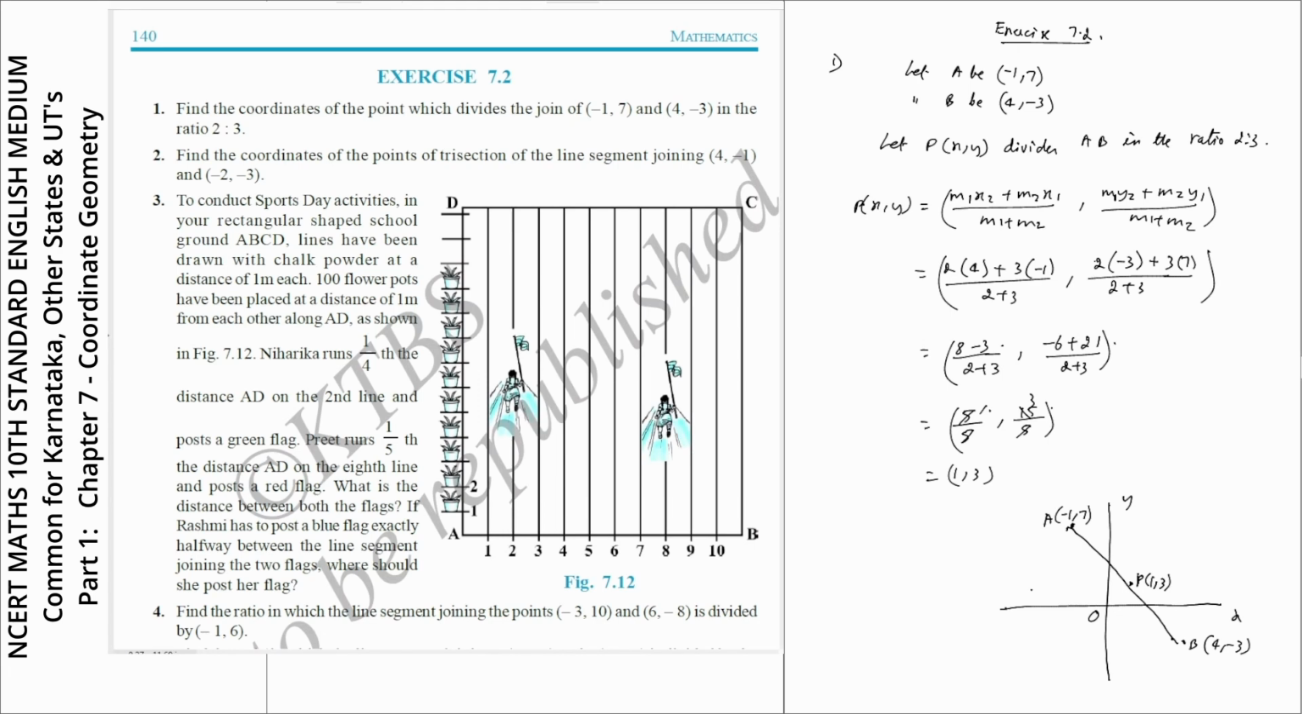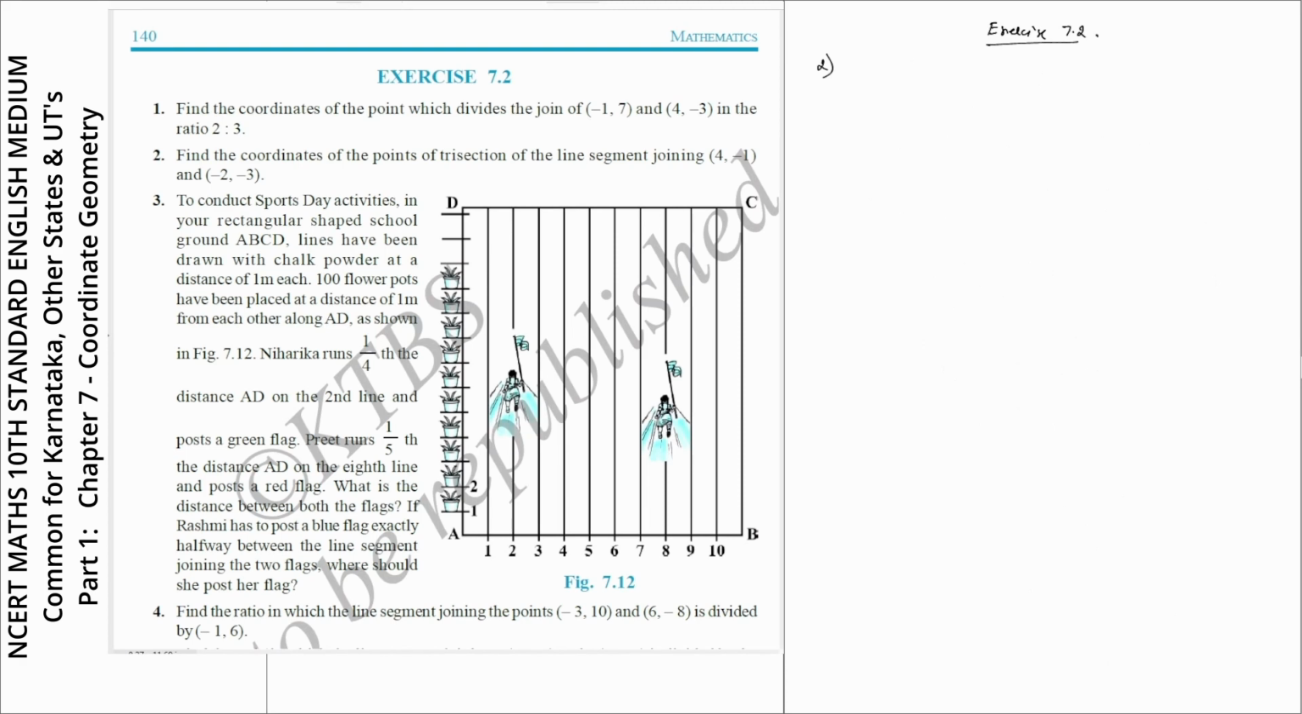So if you actually plot the graph, you will get like this. A is here, minus 1, 7, B is somewhere here, 4, minus 3, and P is the point 1, 3. P is dividing this line in the ratio 2:3. This is 2, this is 3. Okay, not necessary to draw this, just for your reference, for your idea I am giving it, and that completes this problem. Exercise 7.2, question number 2.